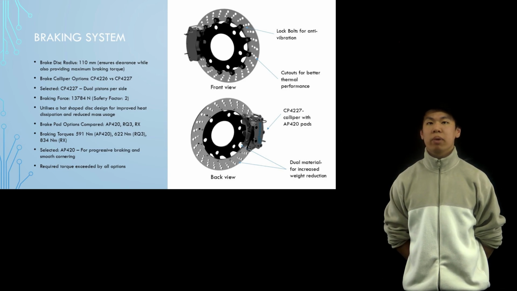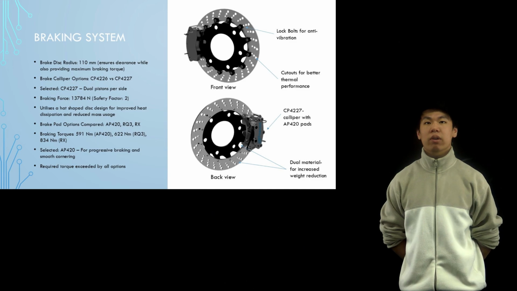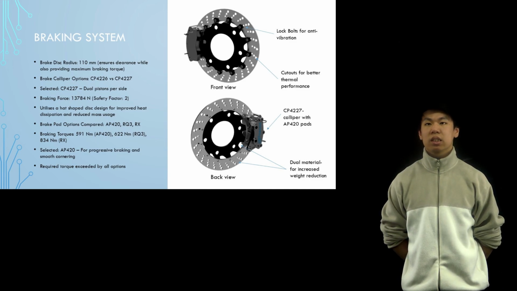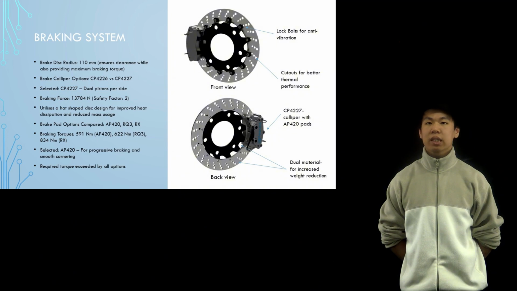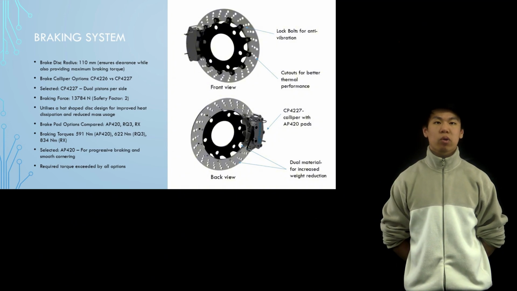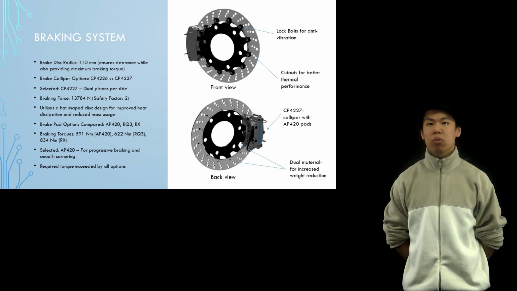For the brake pads, we compared AP420, RQ3, and RX compounds. All options exceeded our required torque. However, we selected the AP420 pad due to its progressive braking characteristics, which support smoother corner entry and better modulation.